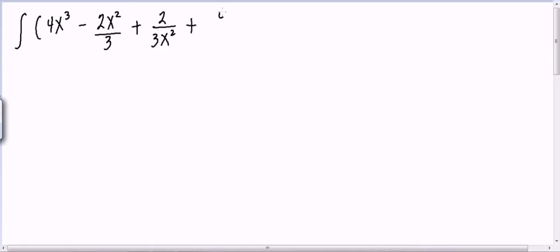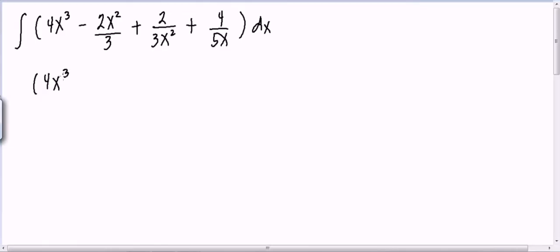Okay, let's have the last two examples of integration. So, let us have the integral of 4x cubed minus 2x squared over 3 plus 2 over 3x squared plus 4 over 5x dx. Okay? So, hindi agad tayo guys pwedeng mag-integral dito because we have variable in the denominator. Ito si x squared at saka si x. Okay? So, iaakyat muna natin siya.